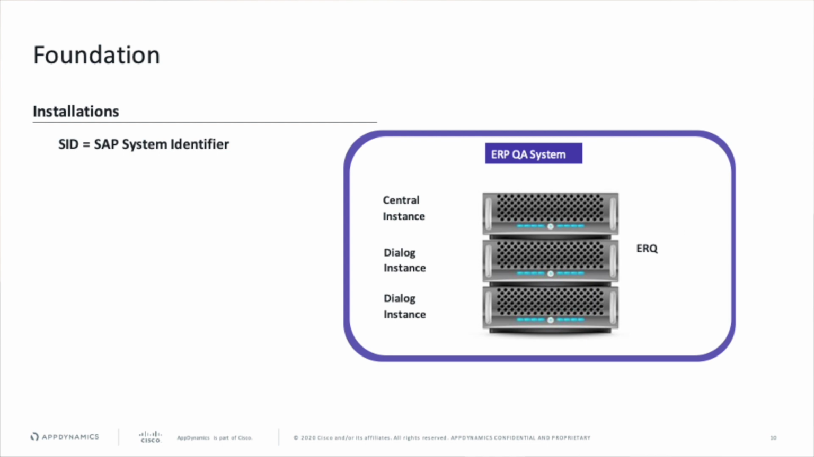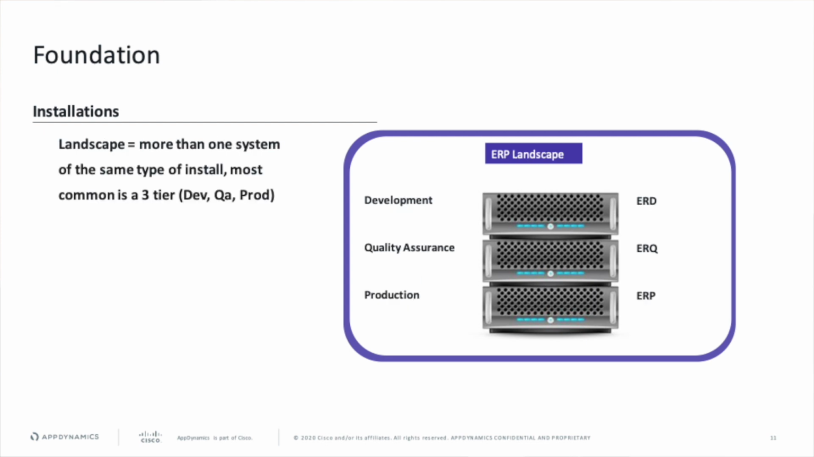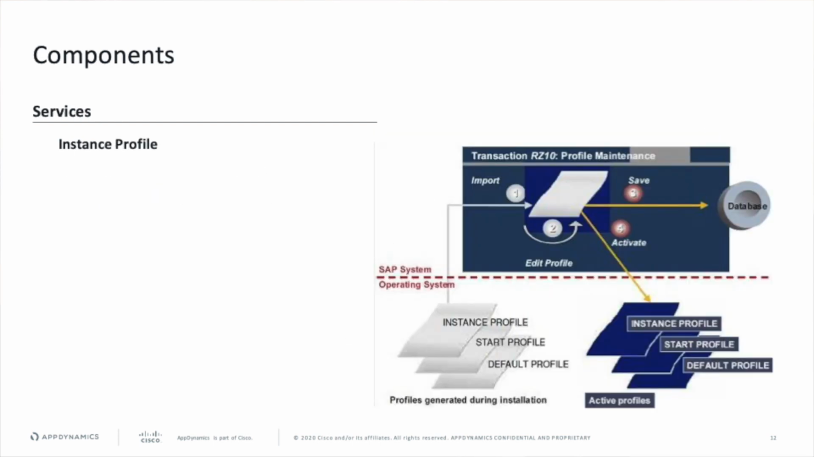The ERQ name is called the SAP System Identifier or SID. This is a unique 3-digit alphanumeric identification of every SAP system. An SAP landscape is comprised of two or more of these systems and is most commonly made up of 3 systems or tiers like Dev, Q, and Prod, but could be more tiers like a sandbox or even a second QA.